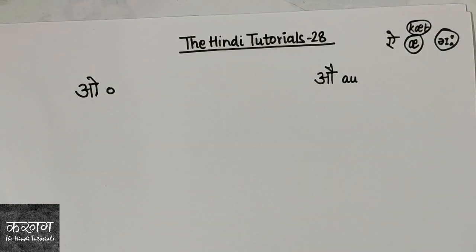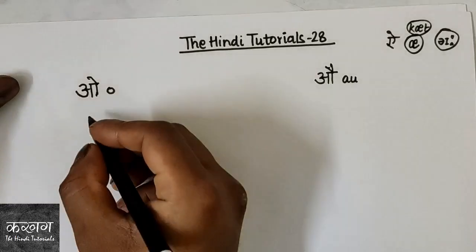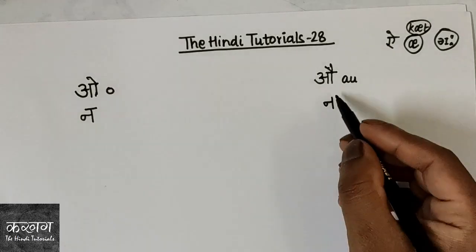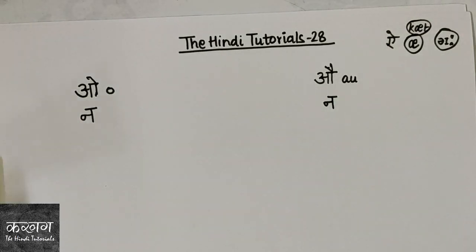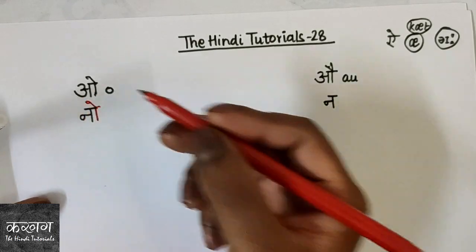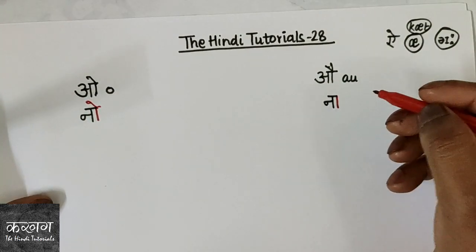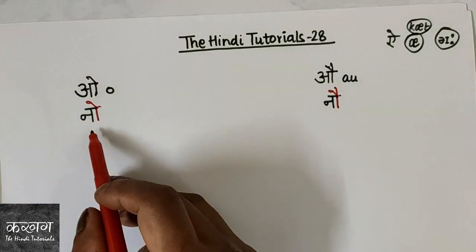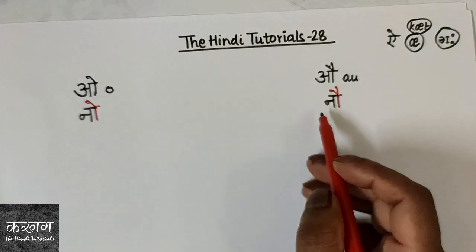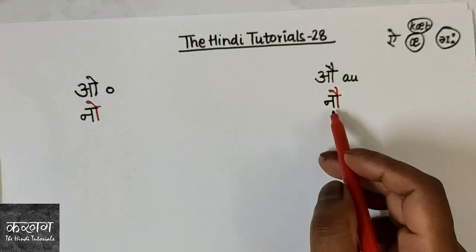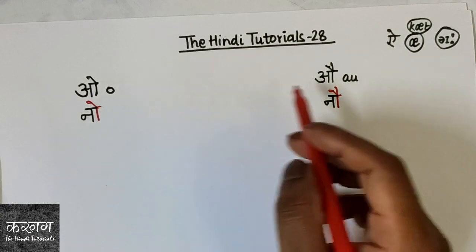Now to write them along with a consonant, for example, take the example of N. To write them along with a consonant, here we add a vertical line and a maatra above. Here we add a vertical line and 2 matras above. So this becomes no and this becomes no.